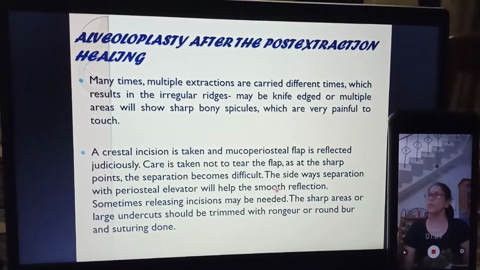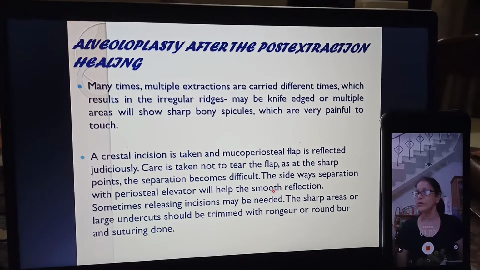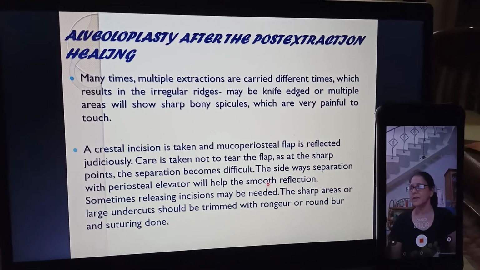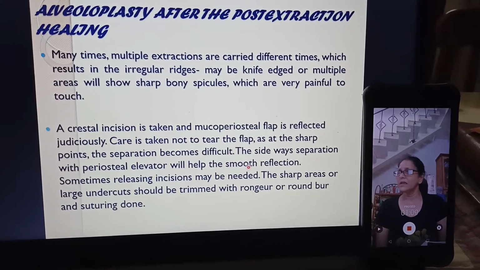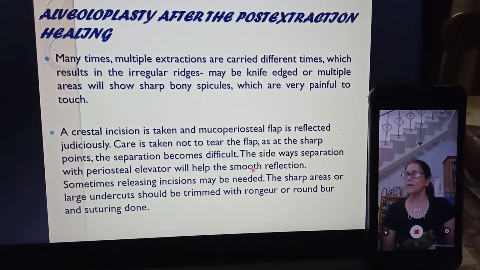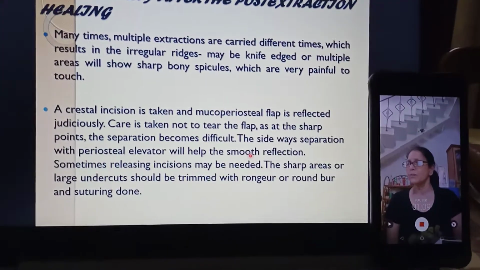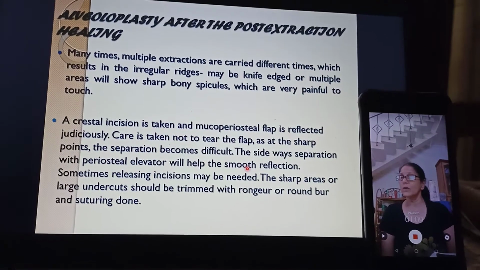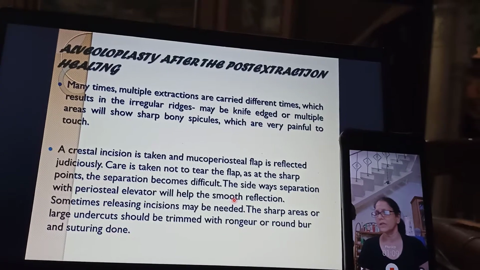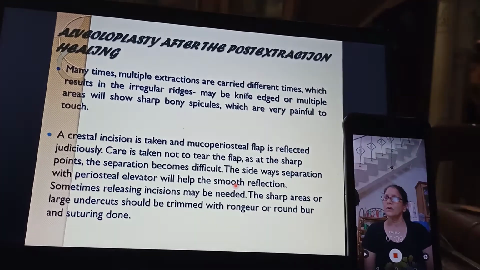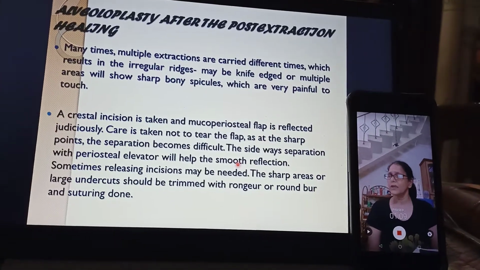Alveoloplasty after post-extraction healing. So many times the patients are going to report to you after the extractions have been carried out, maybe a few months ago or years ago, and then it is resulting in a very irregular ridge or knife edge ridge, or there are multiple areas which have sharp bony spicules, which are not only painful to touch but are also to be removed as a part of pre-prosthetic surgery prior to the delivery of a prosthesis. So what is to be done here?